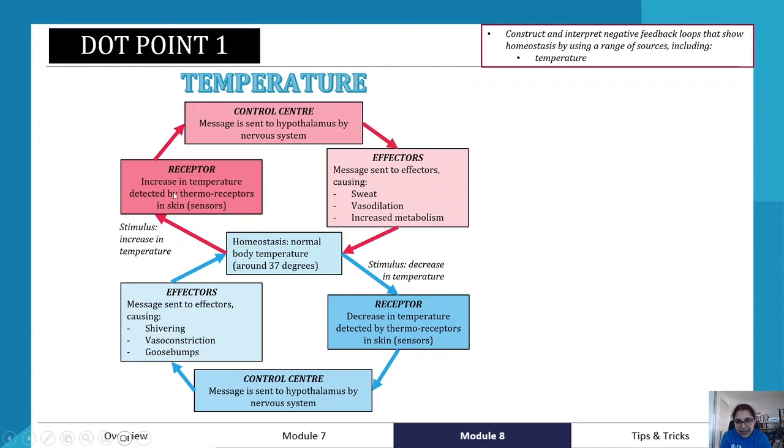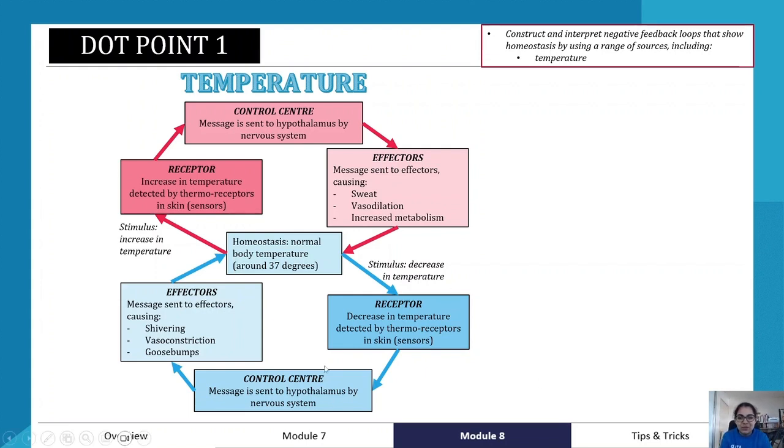Think of it like an 8, right? So we start off, the first half here is if the temperature increases, second half here is if the temperature decreases. Now obviously the structure of it, like, if one happens then the other, it doesn't have to be that way.